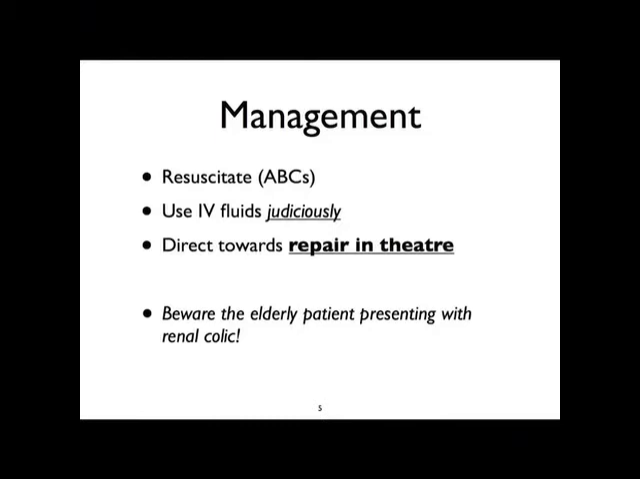It should be noted that the presentation of a ruptured aortic aneurysm may be similar to that of renal colic, with severe abdominal pain radiating down the flanks. For this reason, it is essential to rule out a ruptured abdominal aortic aneurysm in any elderly patient who presents with symptoms of renal colic.